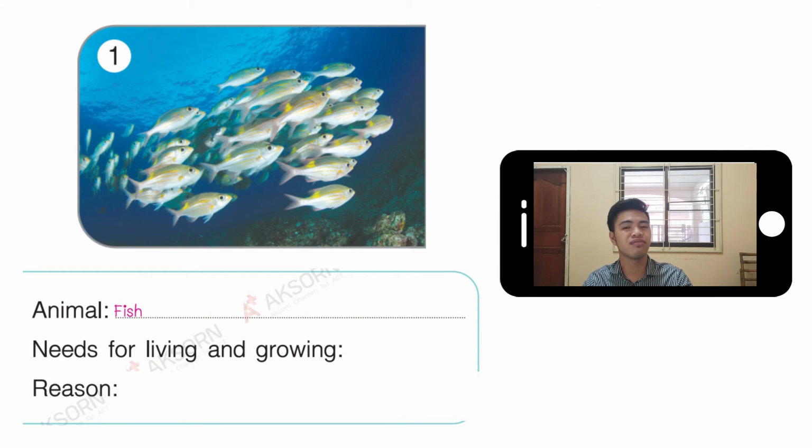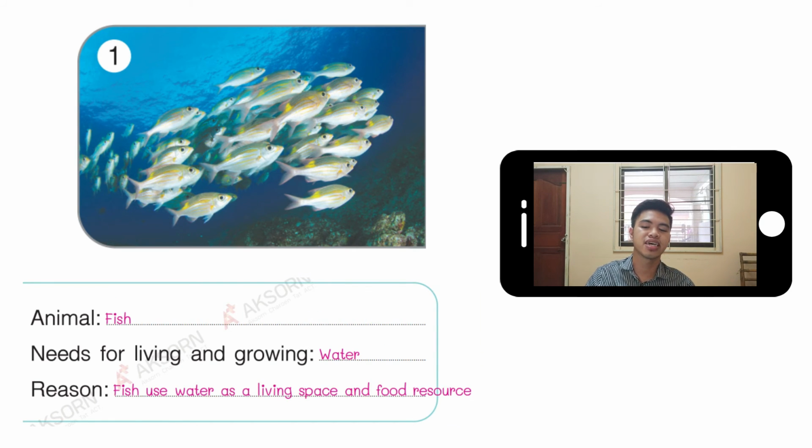We can only give one or we can give more. Here we have the water, because fish use water as a living space and as a food resource. So we have the animal fish, and its need for living is water, and the reason is because fish use water as a living space and food resource. Okay, so let's go to number 2.